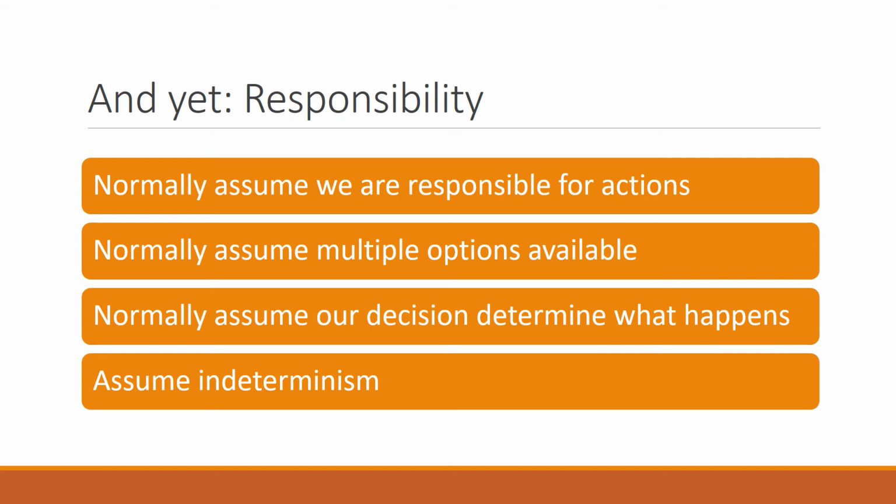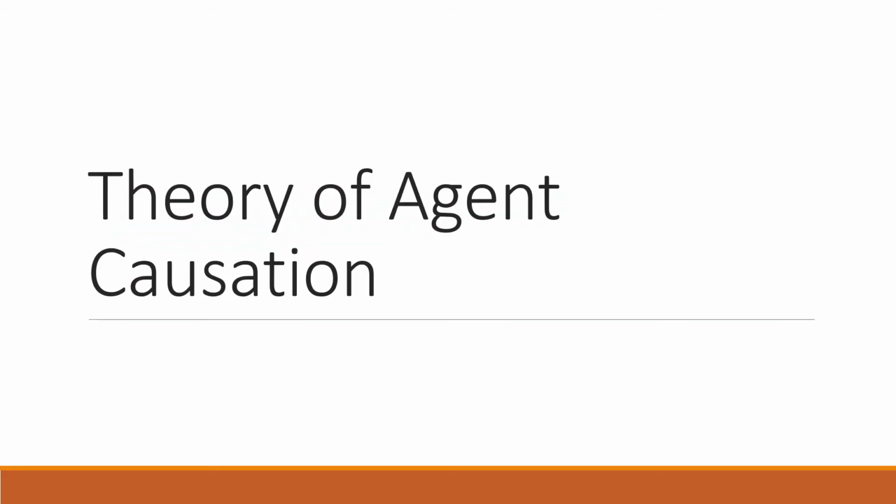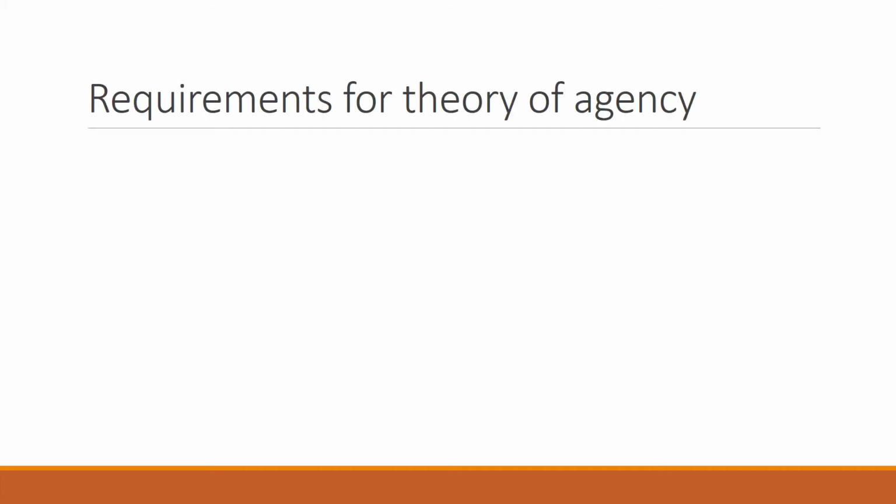So where does that leave us? This leaves us with what Taylor suggests is a theory of agent causation. He thinks there is a way to explain how free will can exist that overcomes all of these problems. First of all, he lays out a system of requirements that any theory of agency has to meet. So a theory of agency just means a theory of human action, of deliberate action.